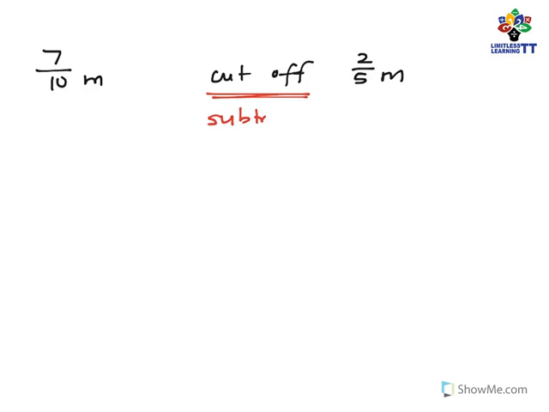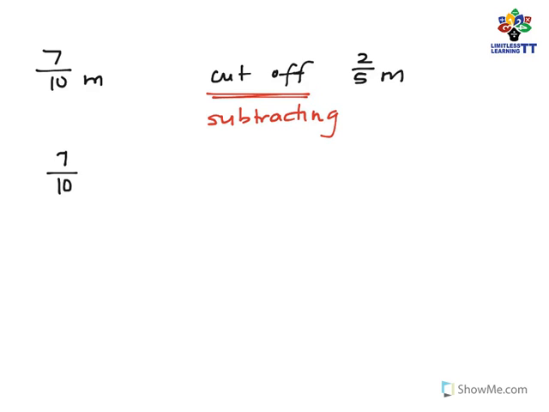Number 7 says a piece of ribbon is 7 over 10 meters long. A piece measuring 2/5 of a meter is cut off. What is the length remaining? So we started off with 7 over 10 meters. Then we cut off 2/5 of a meter. And so cut off means that we're taking away, which means that our keyword indicates that we are subtracting. So this is going to be fractions and subtraction.